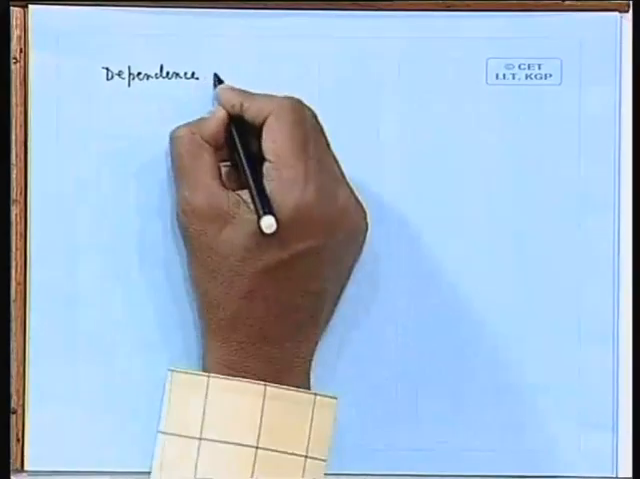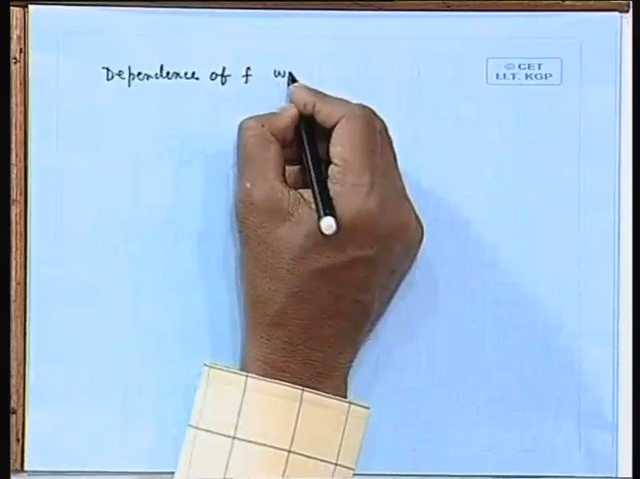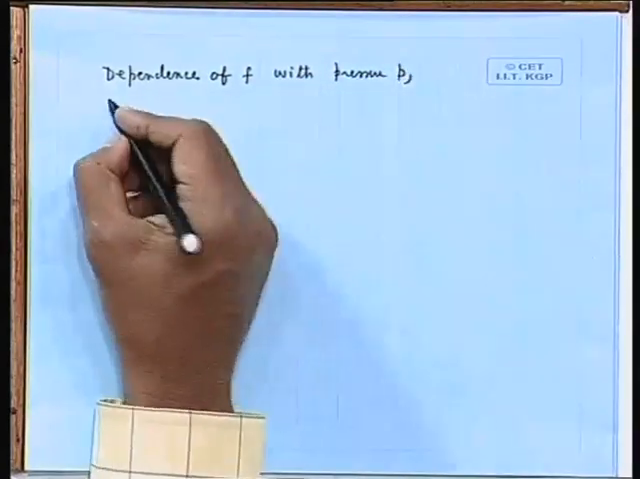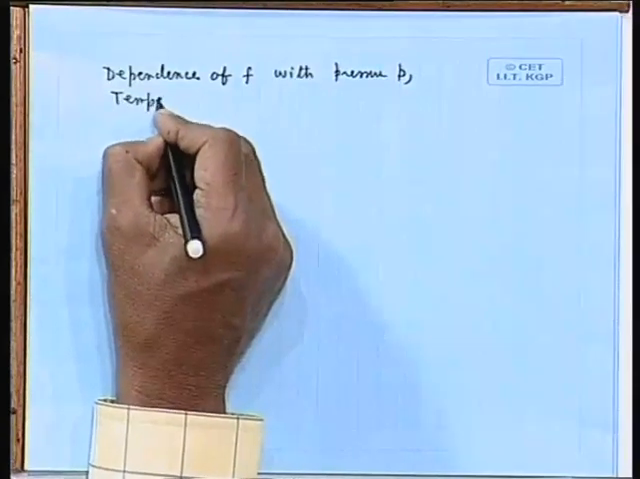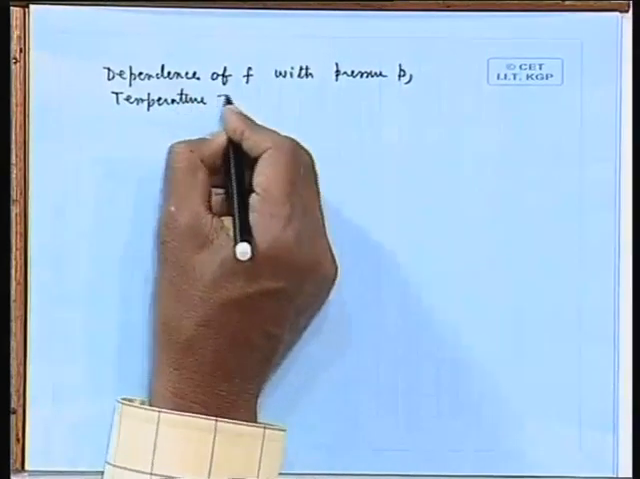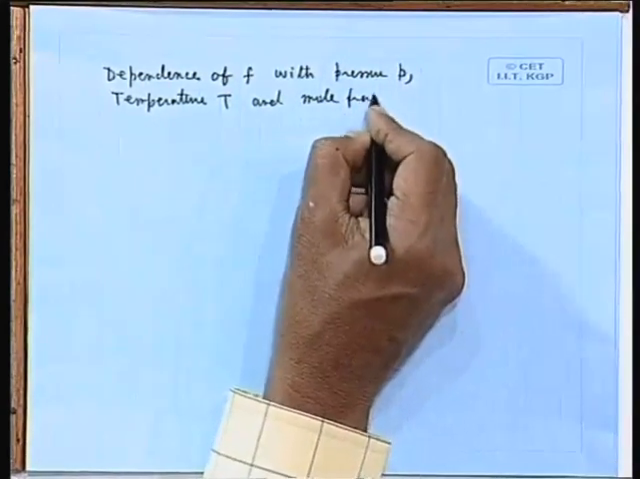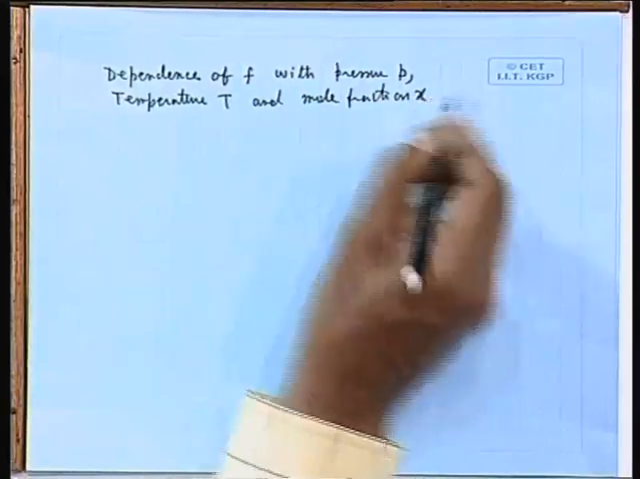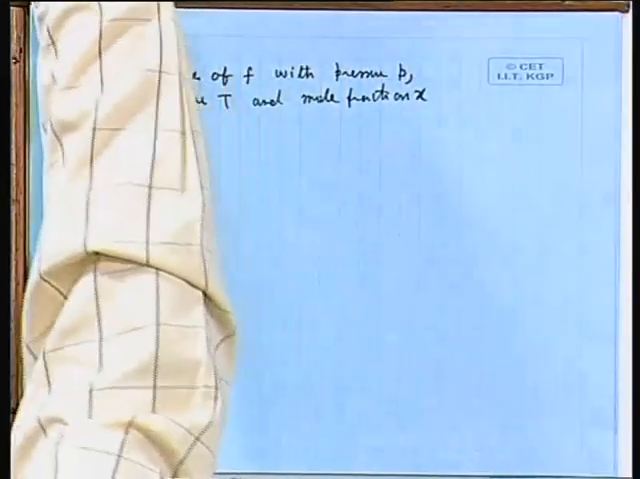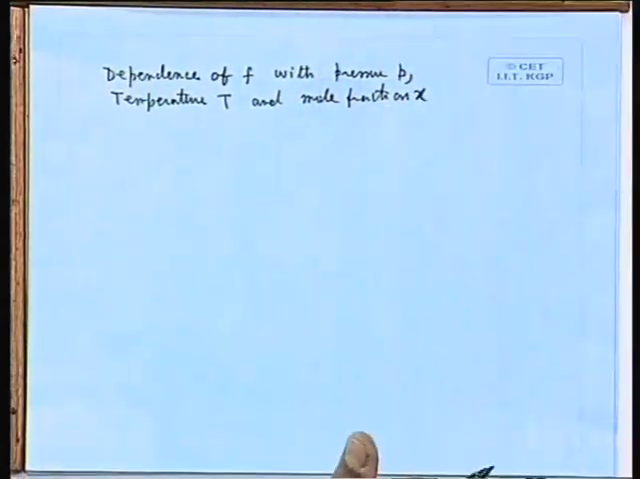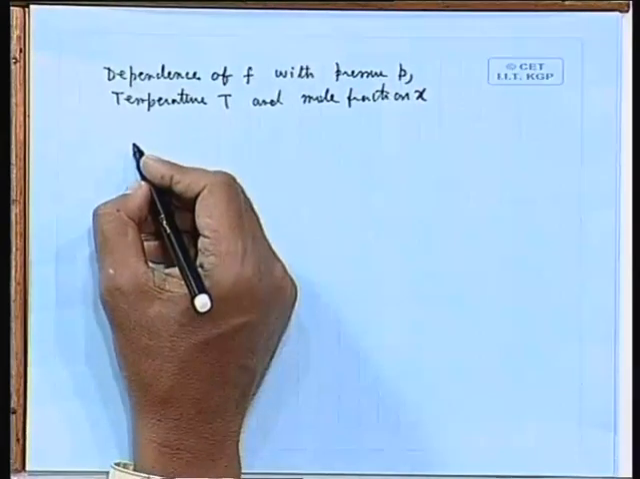Now we will derive the dependence of fugacity on pressure and temperature. Dependence of fugacity F on pressure P, temperature T, and mole fraction X. We will define this in the case of a multi-component system with mole fractions. Now we see where we start from. Now we start from here.